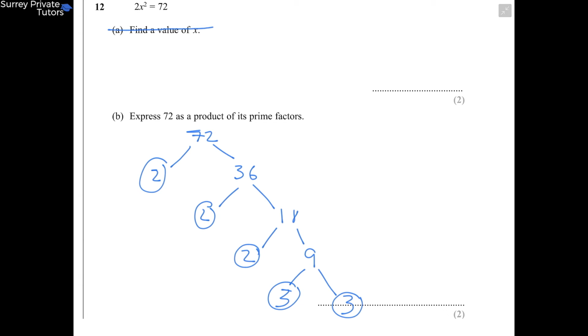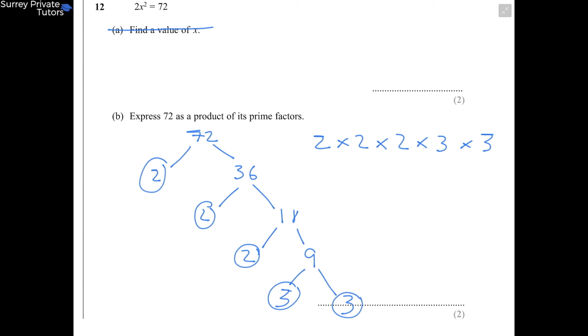And now all of the ends of our tree are circled, so that means we've finished. And to write 72 as a product of all of these prime numbers, you simply multiply them together. So you do 2 times 2 times 2 times 3 times 3.